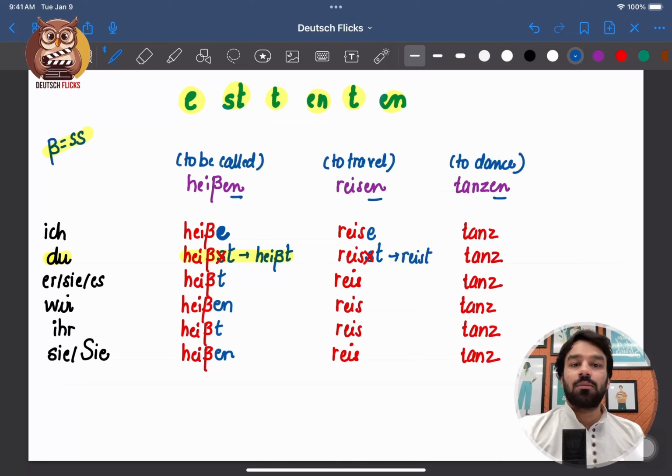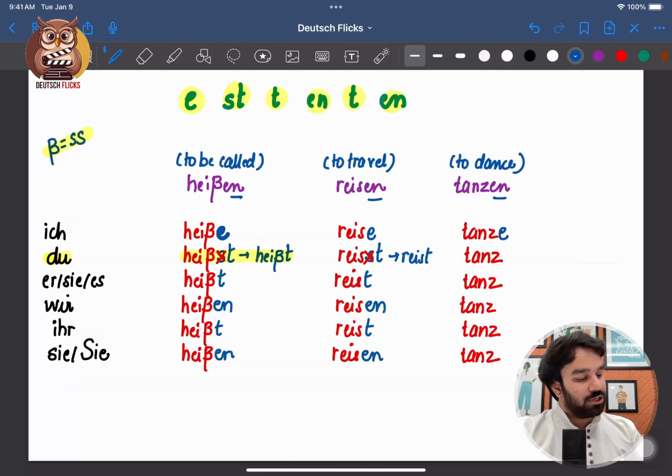But with other pronouns, it will be as it is. Er, sie, es reist, wir reisen, ihr reist, sie reisen. Now, in the case of tanzen, same thing. So, ich tanze, and with du we add st. Now the pronunciation is troublesome: du tanzt. So what we will do is avoid this s.